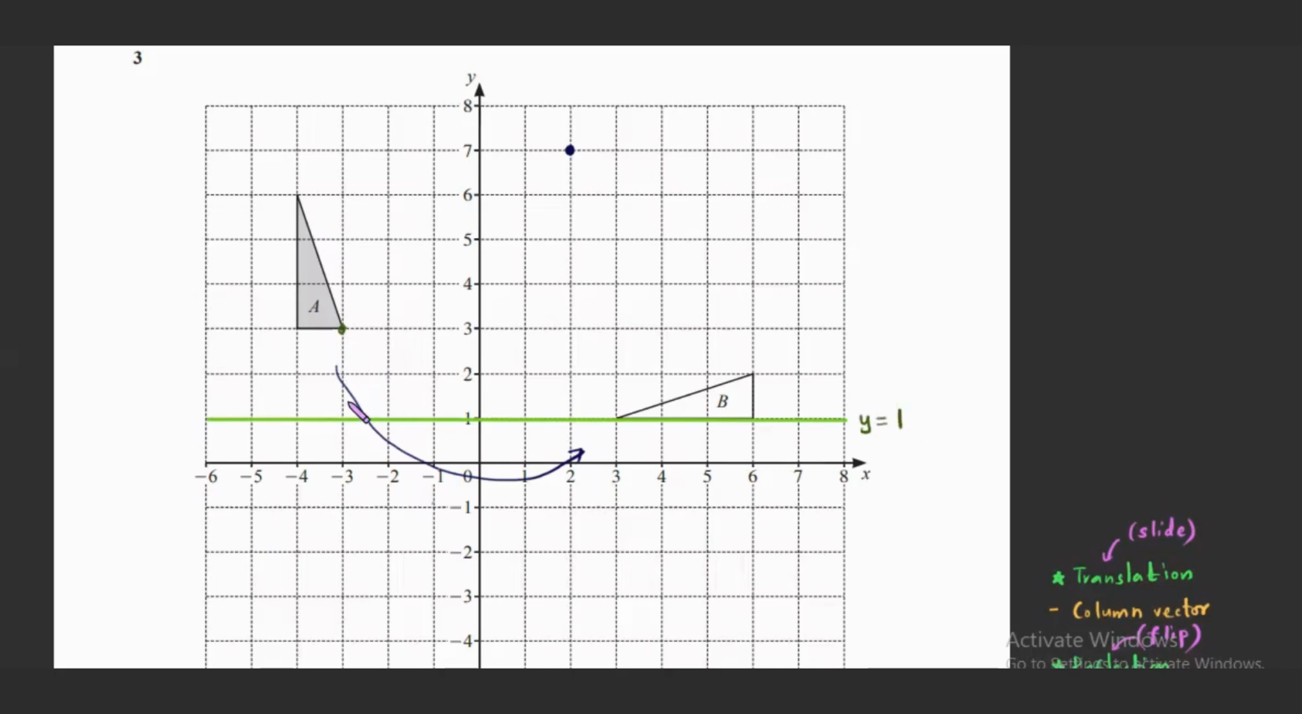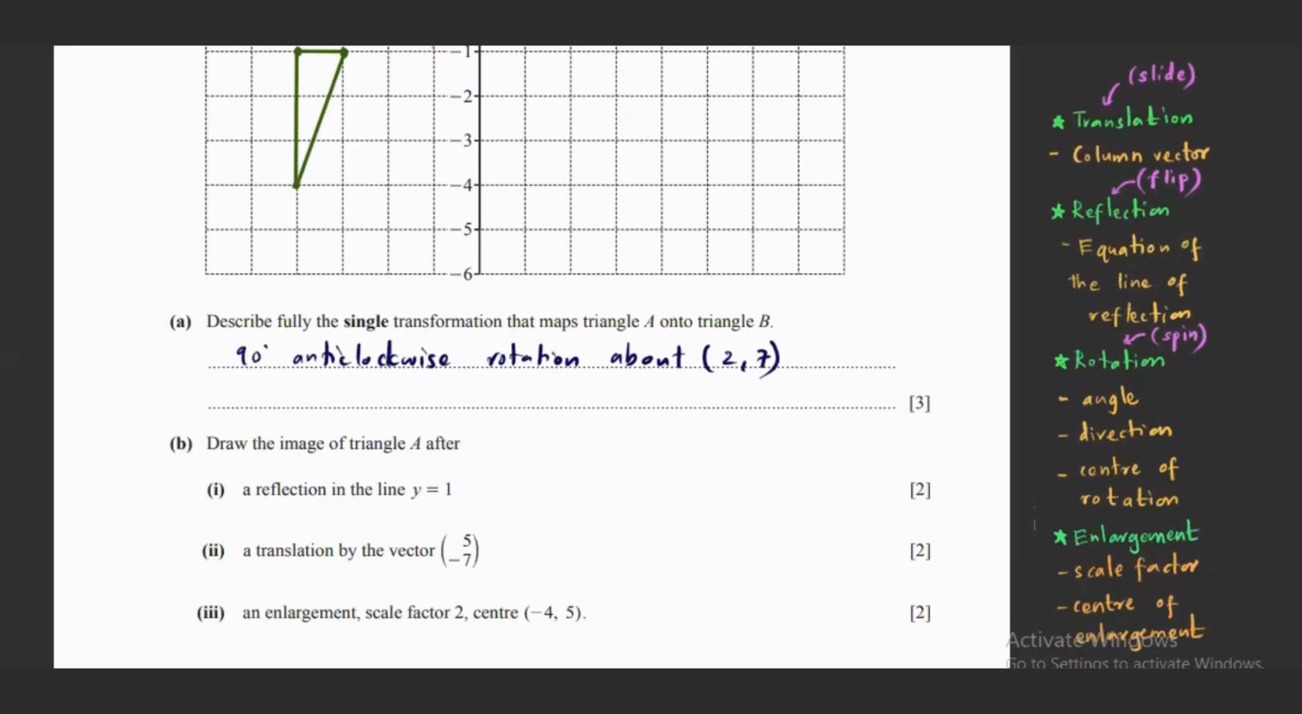So we need to do the same distance on the other side as well. 2 units away from the y = 1 line will be here. We do the same thing on the opposite side for the other points. This point is going to be 5 units away from the y = 1 line, so it will be the same distance away, which is here. Therefore, the image after the reflection is going to be like this. Let's move on to the next part.